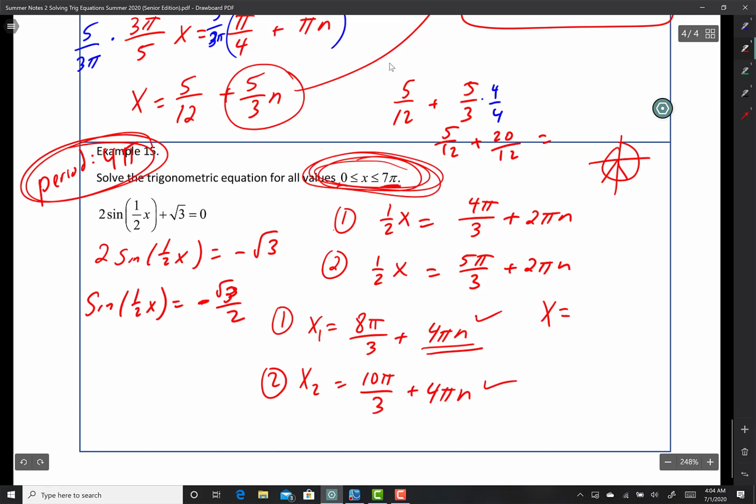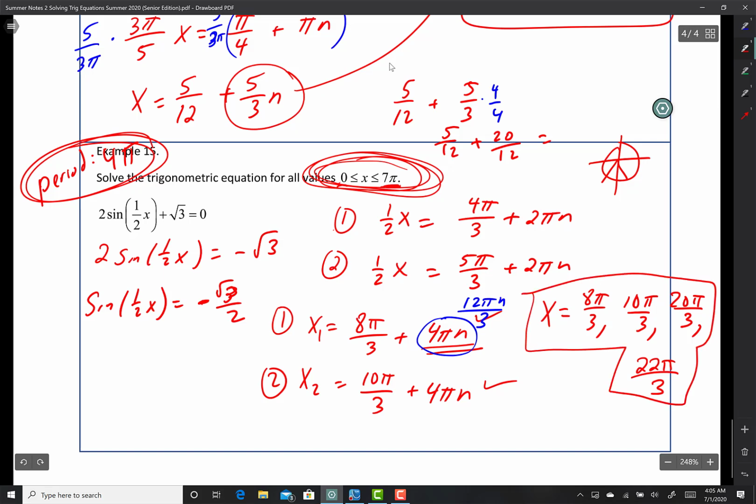So x equals, so here are my 4 answers. My first answer is 8 pi over 3, comma. My next answer is 10 pi over 3, comma. And now I'm going to add 4 pi to it, guys. So again, common denominator, I'm going to turn that 4 pi n into, let's see, 4 times 3, so 12 pi n over 3. 12 plus 8, what's that, 20? So 20 pi over 3. And I need one more. 12 plus 10. So I believe that's 22. 22 pi over 3. And there it is, guys. Those are my 4 answers that will work for this.